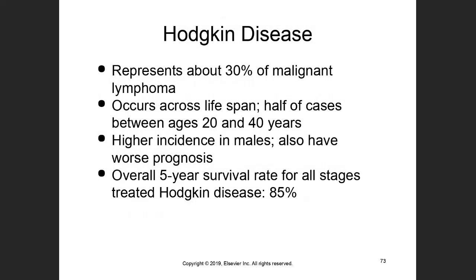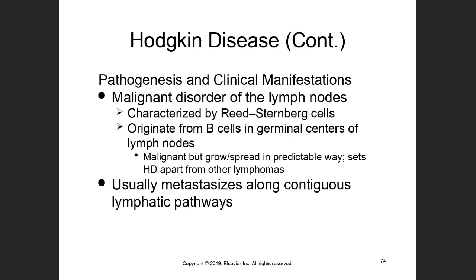Now we have Hodgkin lymphoma. Hodgkin lymphoma represents about 30% of malignant lymphoma. The onset age is 20 to 40, with higher incidence in male, and that's some statistics. Let me give you the most important. This is extremely important in Hodgkin lymphoma: Reed-Sternberg cell. That's the main characteristic of Hodgkin lymphoma.